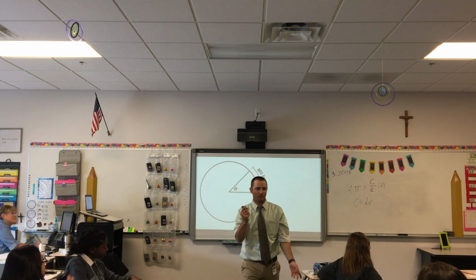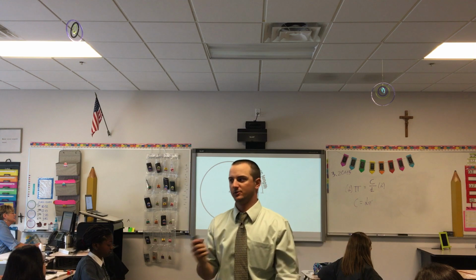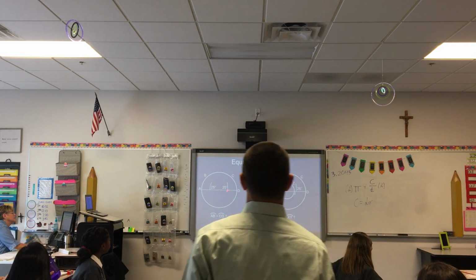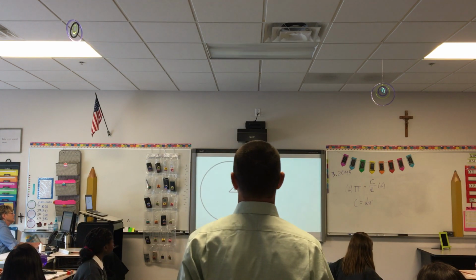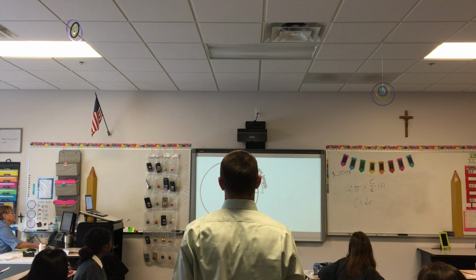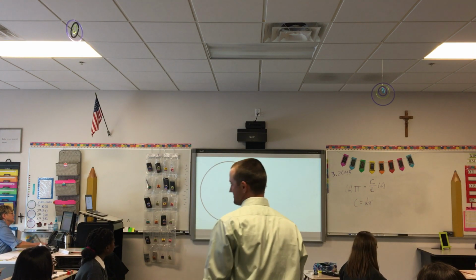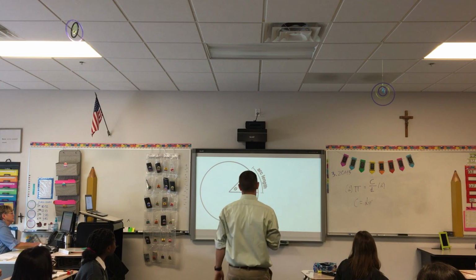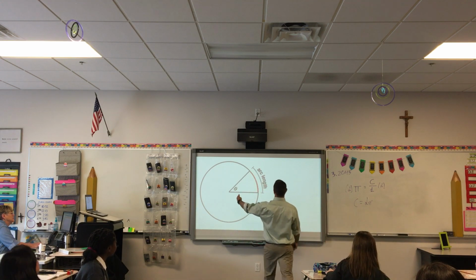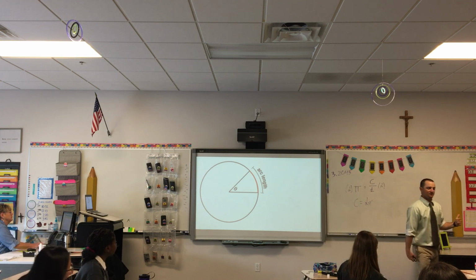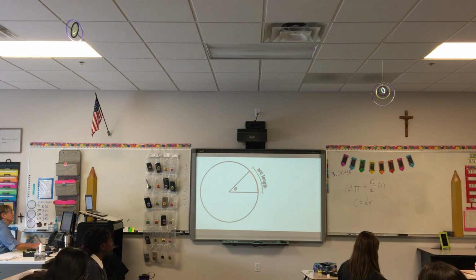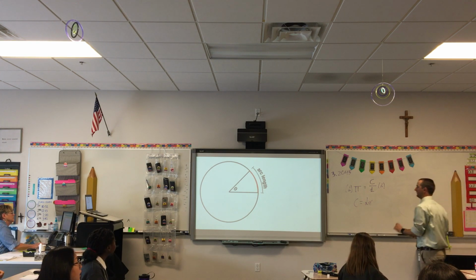That's what we call the arc length. Now remember that the difference between the arc measure and the arc length was that the arc measure is this angle. The arc length was the distance from A to B. So the arc length is the distance as I walk along the circumference. Now the question is, how do I figure out what the arc length is?